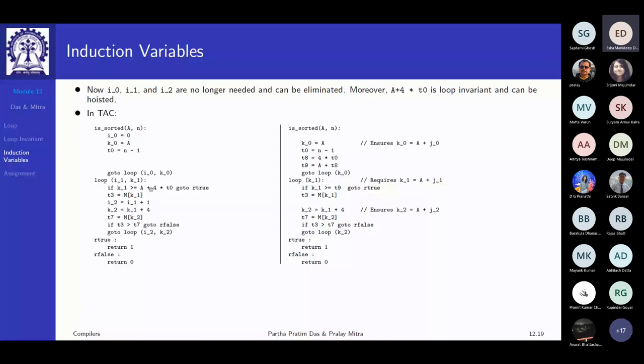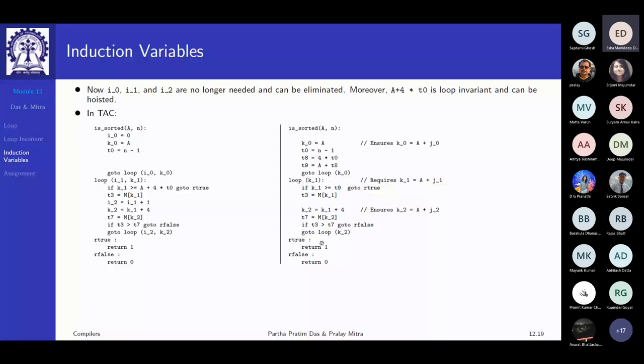So I introduce this computation in the header. I'm again hoisting this part of the expression. So T8 is 4 star T0, a loop invariant. T9 is A plus T8, a loop invariant. And I use that T9 here. So now I have got rid of the original induction variable I and the other derived induction variable J. My whole thing is now only in terms of the induction variable K. So this is, as of now, the final code.